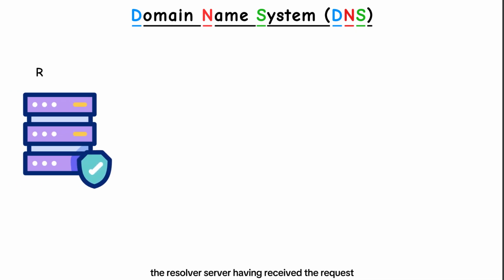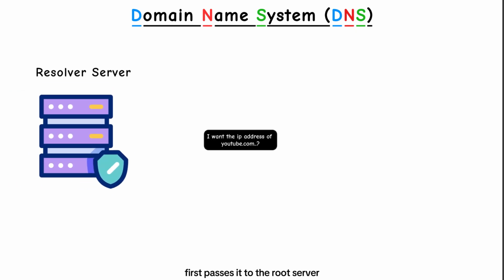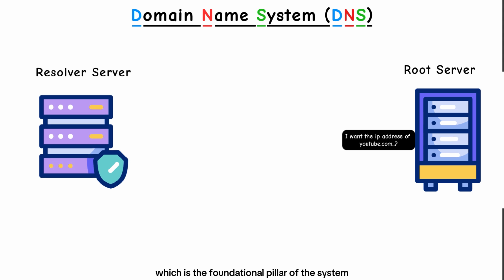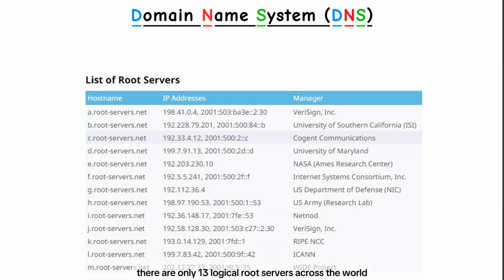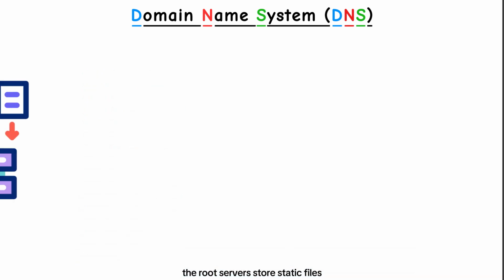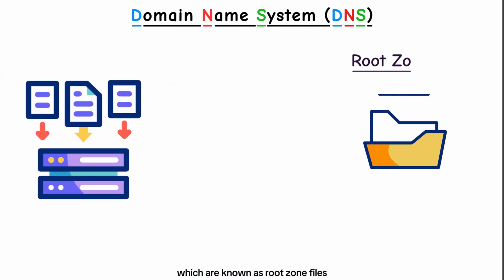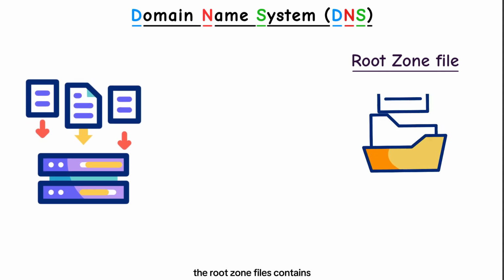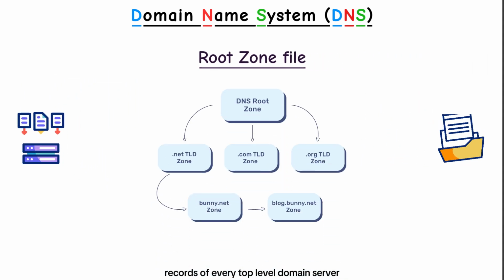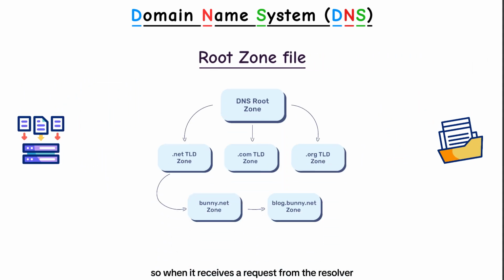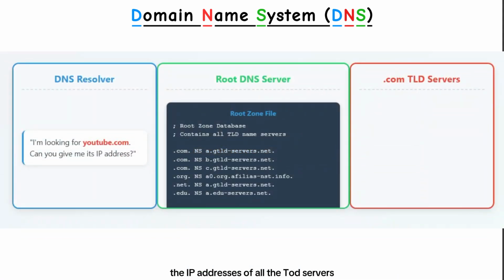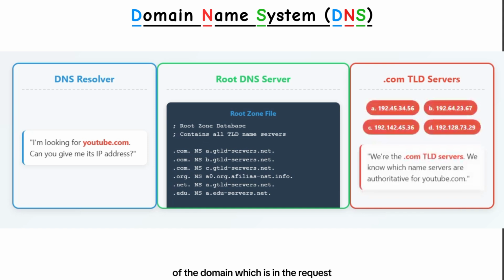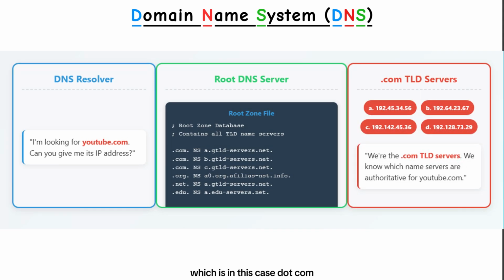The resolver server, having received the request, first passes it to the root server, which is the foundational pillar of the system. As a matter of fact, there are only 13 logical root servers across the world managed by 12 different organizations. The root servers store static files, which are known as root zone files. The root zone files contain records of every top-level domain server. So when it receives the request from the resolver, it responds by giving the resolver the IP addresses of all the TLD servers of the domain which is in the request, which is in this case .com.